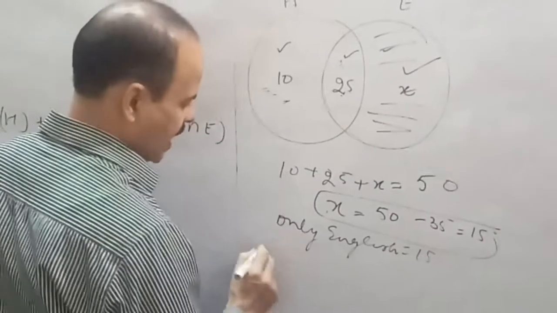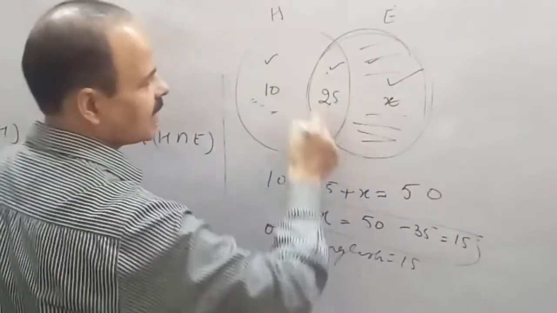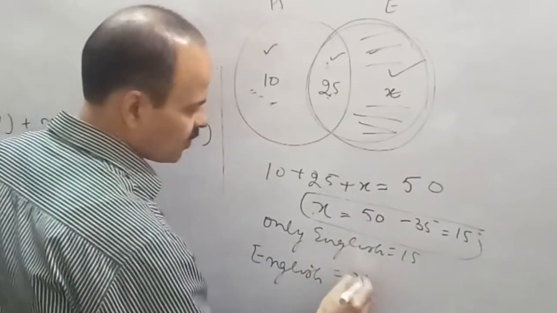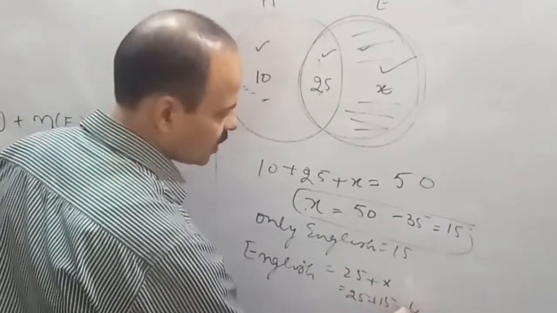That is 15. And English means this whole circle, so that will be 25 plus X. 25 plus 15 will give you 40.